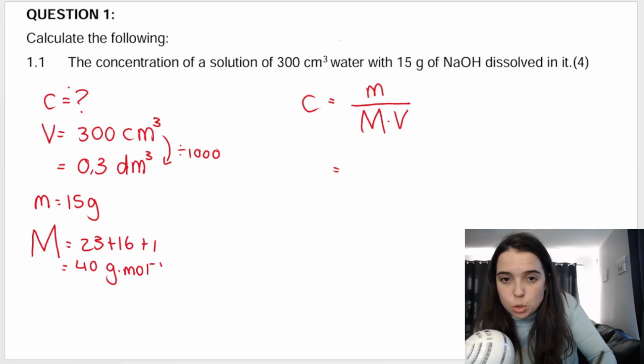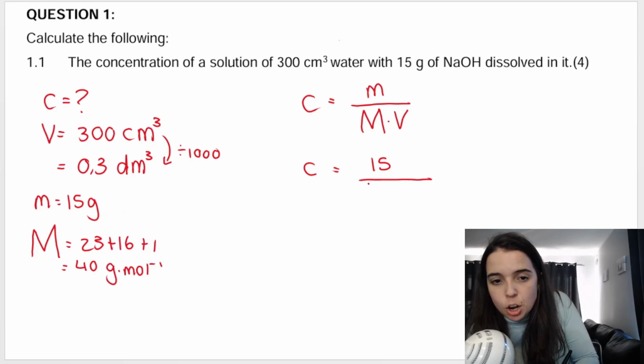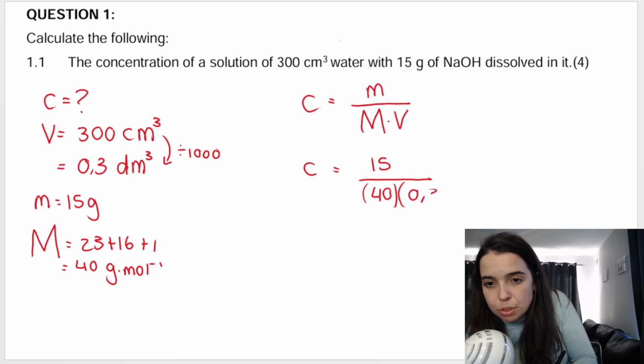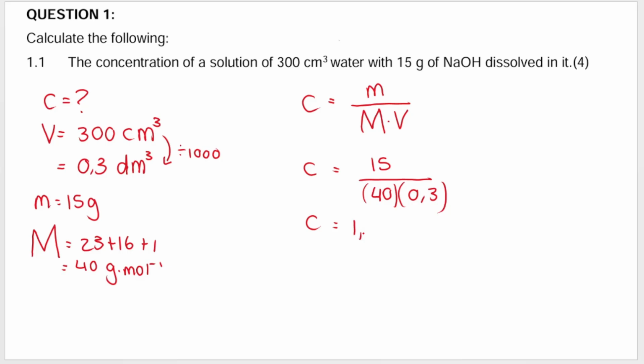Then you substitute. So we're looking for concentration. My mass is 15. My baby m is mass in grams. Molar mass is 40. And volume, remember you must convert, is 0,3. If you do that, your answer is 1,25.